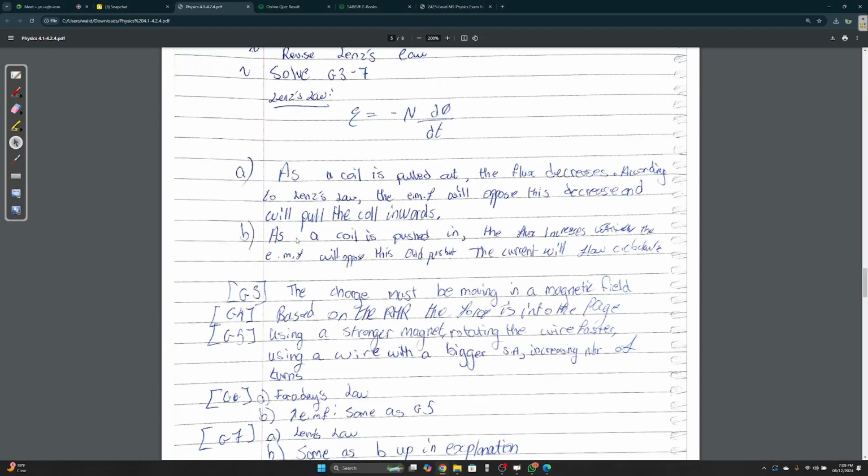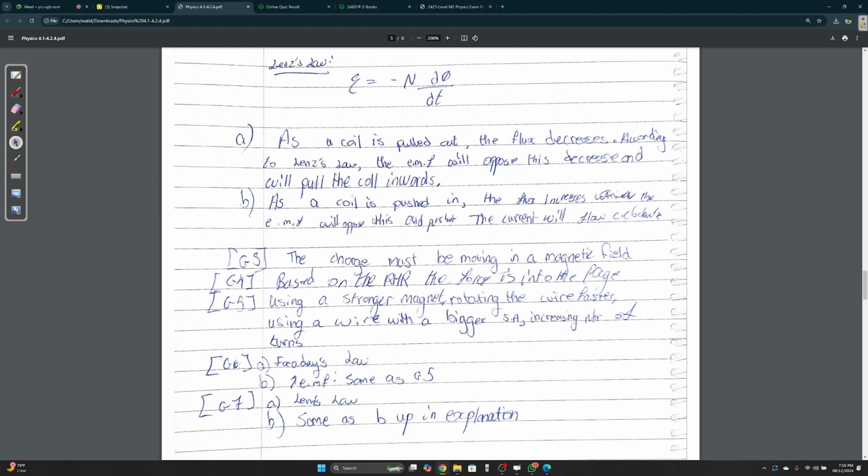Let's see. As a coil is pulled out, the flux decreases. According to Lenz's law, the EMF will oppose this decrease and will pull the coil inwards. This is just elaborating on Lenz's law. You're pulling the magnet out of the coil. The flux is going to start to decrease, and Lenz's law says it always opposes. Since you're pulling it out, it's like, no, come back, I want you back in my house. So it pulls the magnet back into the coil, and then as you start to pull it in, the flux is going to start to increase.